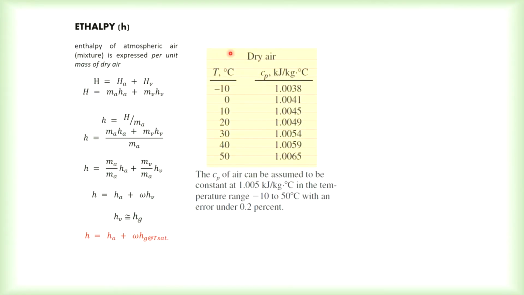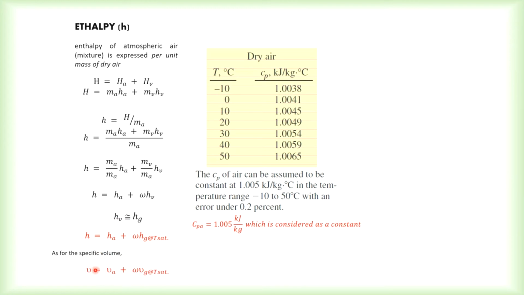Now, why do we say that? When you look at low temperatures here, you can see CPA is almost constant at 1.005. If you average it out, it comes to roughly 1.005 with an error of under 0.2%. CPA can be considered as 1.005 kilojoules per kg K, Kelvin missing here, or per degree C, which is considered a constant.